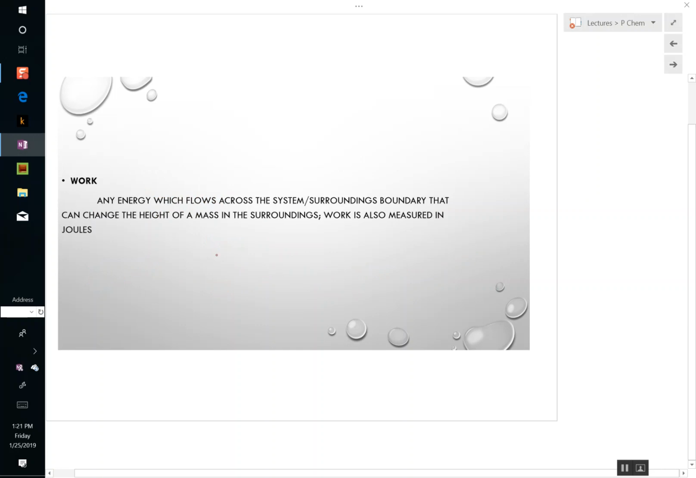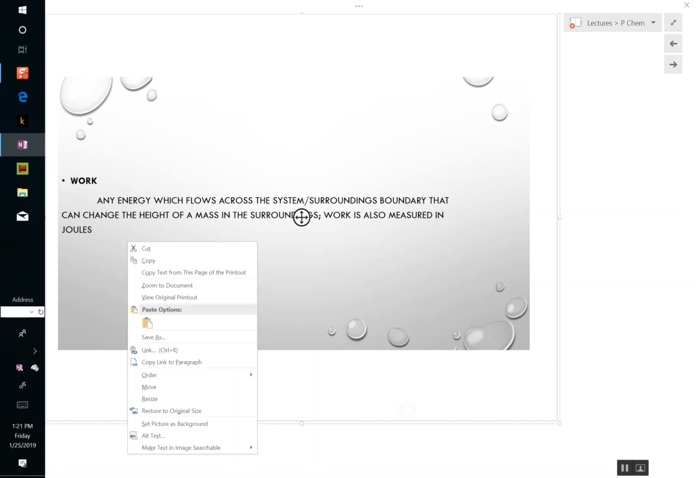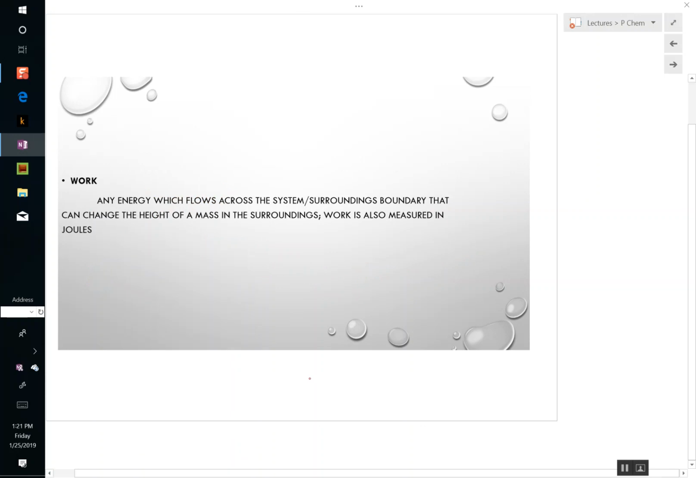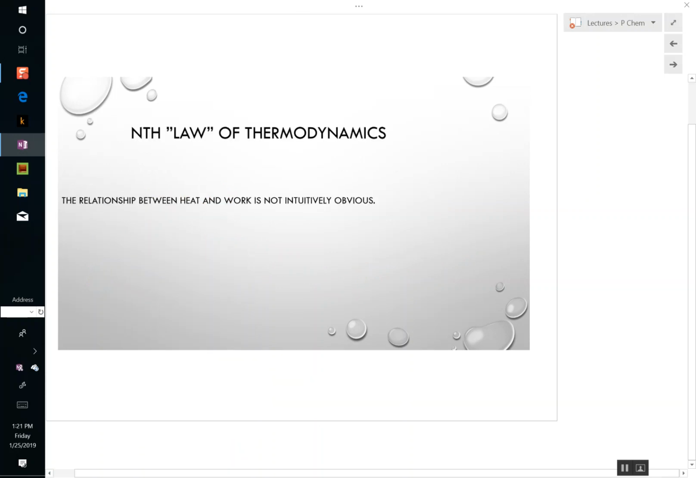All right, so work is measured in joules. As a matter of fact, we're going to look at some units for work in a second. The nth law of thermodynamics. I was going to call this the Rioch law of thermodynamics. I decided I didn't want to make that stab. The relationship between heat and work is not intuitively obvious. There is a very important relationship between heat and work. We're going to get into that as we get into internal energy.